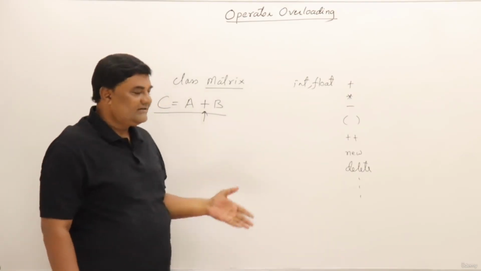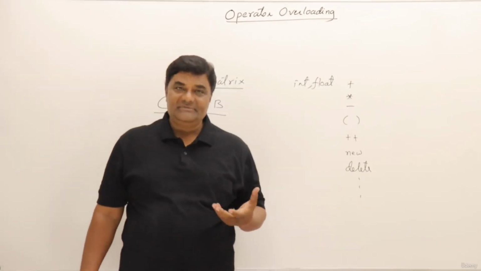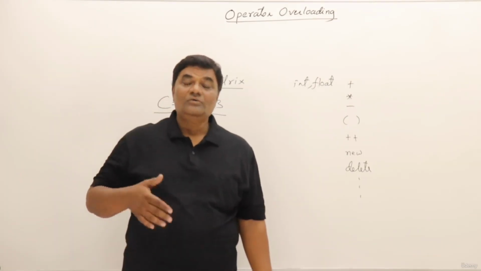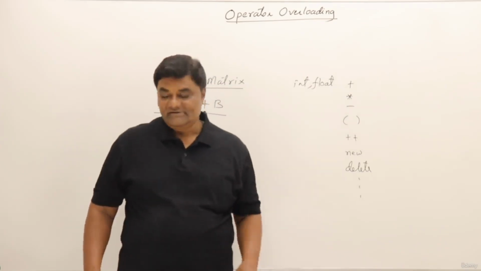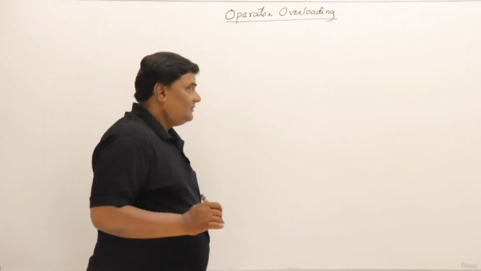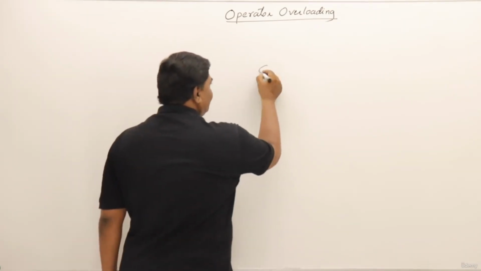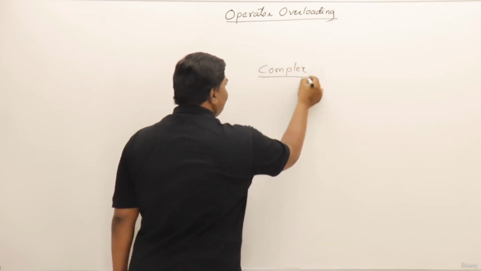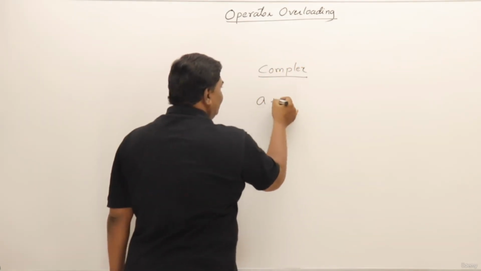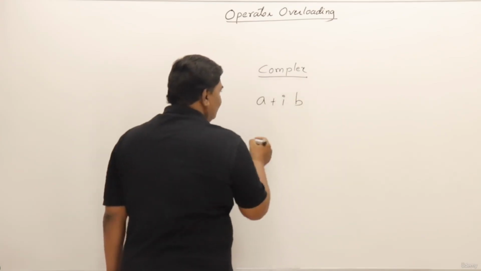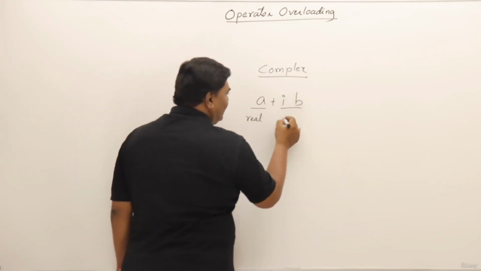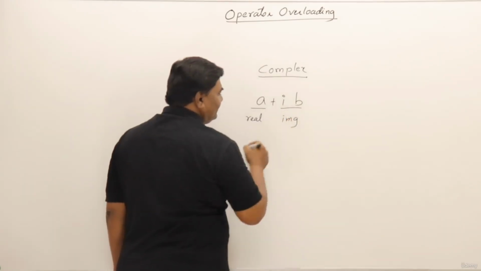There are various operators that you can overload in C++ except a few of them. So let us learn how to overload these operators. Let us take an example of a complex number. In mathematics, we have a complex number that is written in the form of a plus ib, where this is called the real part and this is called the imaginary part.